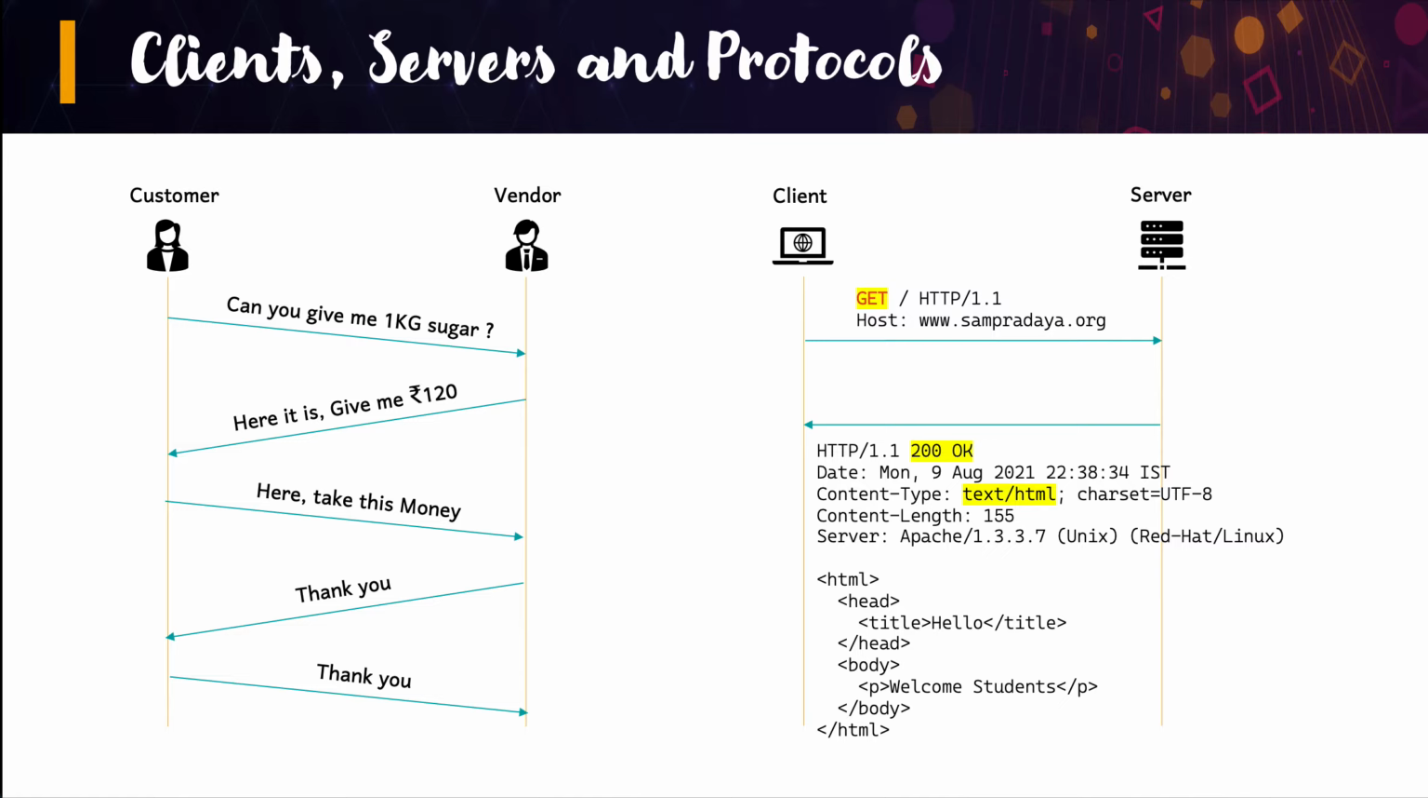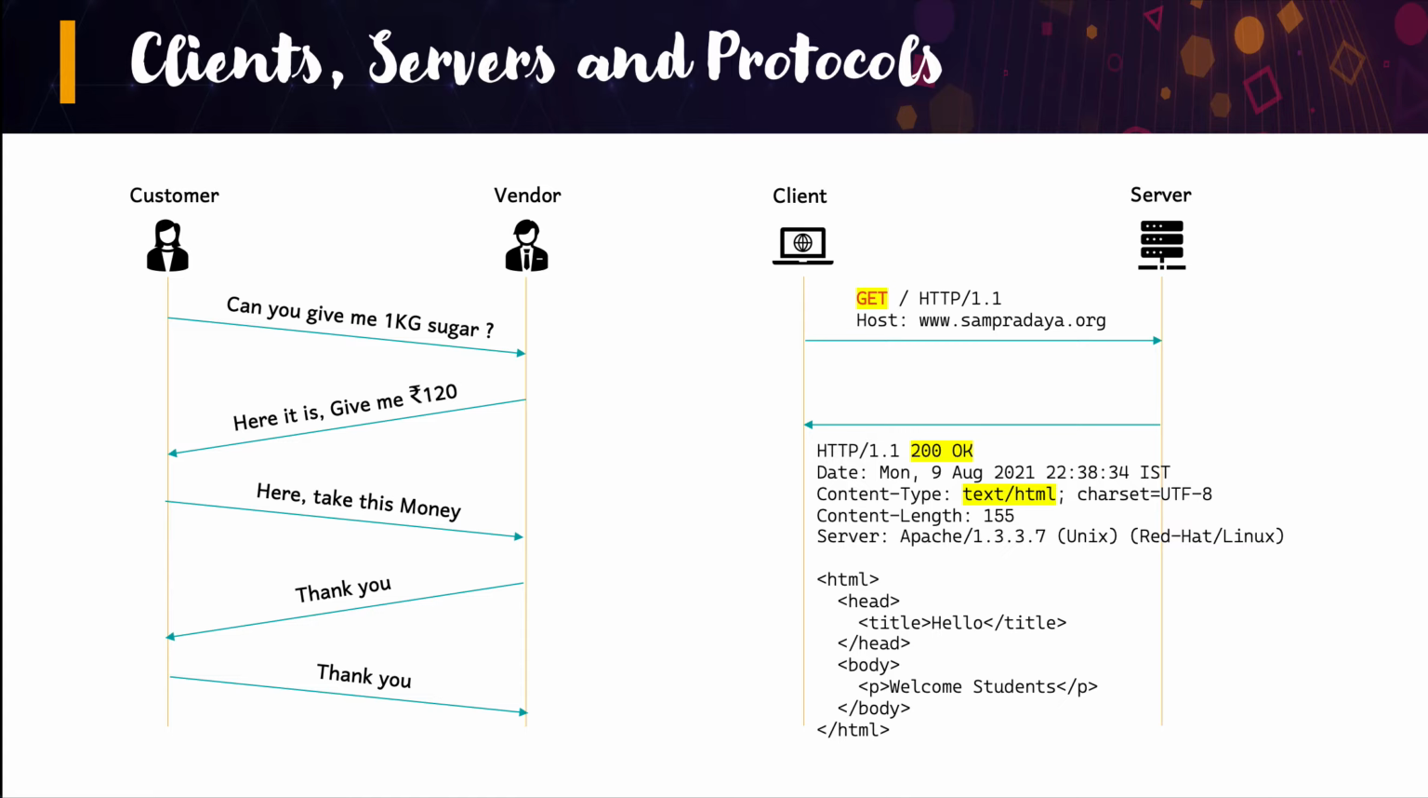Now compare this with the similar communication between the customer and the vendor. They are very similar. There is a request and there is a response. Whoever is requesting is typically called a client. Whoever is providing a service, and therefore receiving the request and responding, is called a server. So this is a typical HTTP request and response. GET is the request type here. There are many more request types.